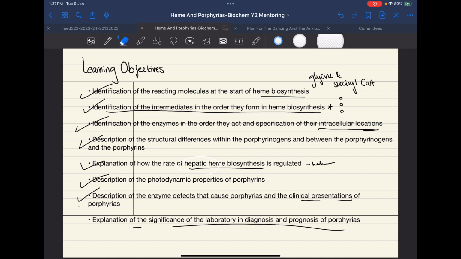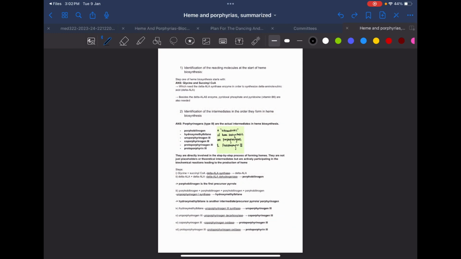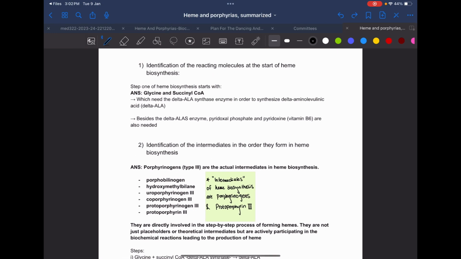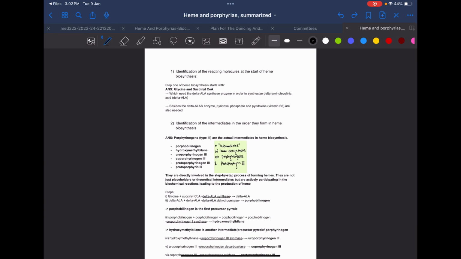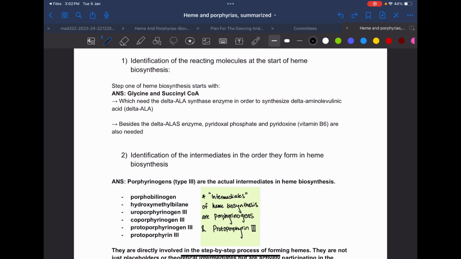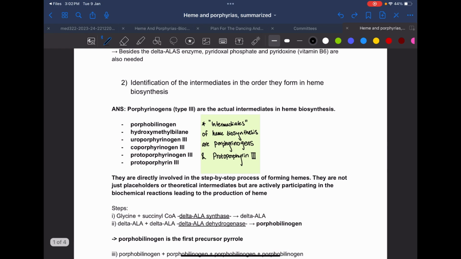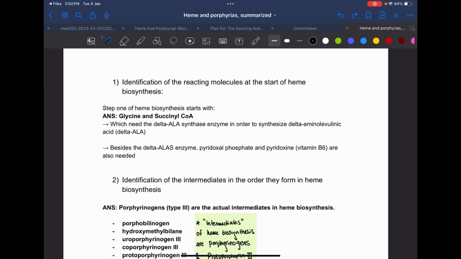Just like that, we covered all the learning objectives. So now I'm going to be going over the summarized document that I've prepared, just so we can wrap it all together really nicely and make sure that we have all our points straight. So this is the summarized document. Over here, I just have the learning objectives listed off with the simplified answers. So I'm just going to be going over them really quickly.